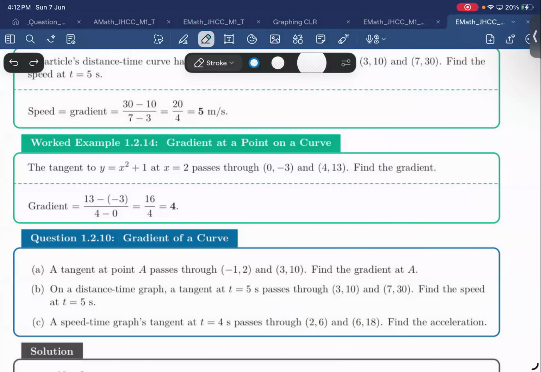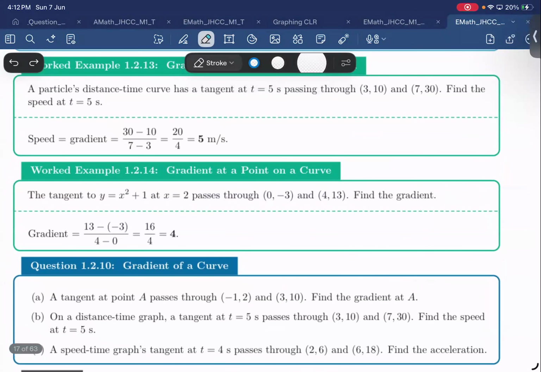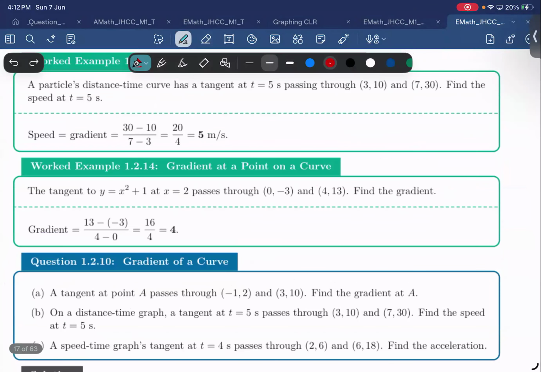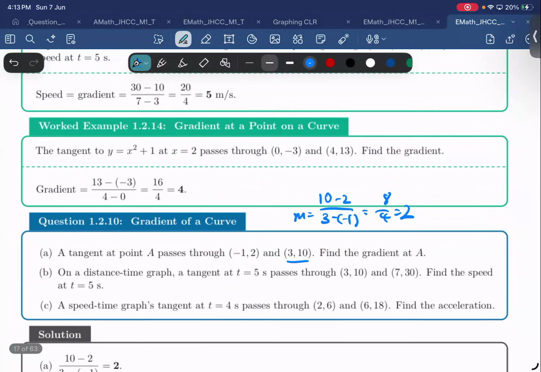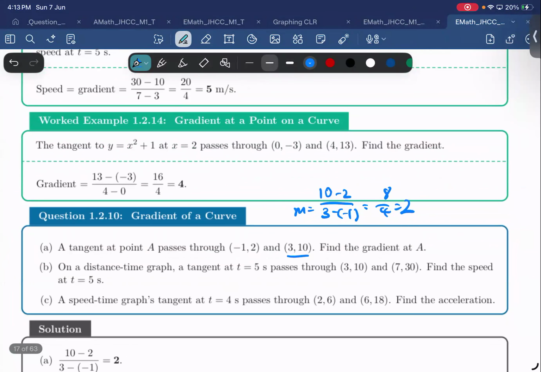Okay, so tangent at point A passes through (-1, 2) and (3, 10). So the gradient here will be, this is the letter M. M equals, if we choose the second point, 10 minus 2 over 3 minus 1. So 8 over 4, which is 2. Okay, answer is 2. And part B, they say all this stuff, but essentially what we need to do is just find the gradient.